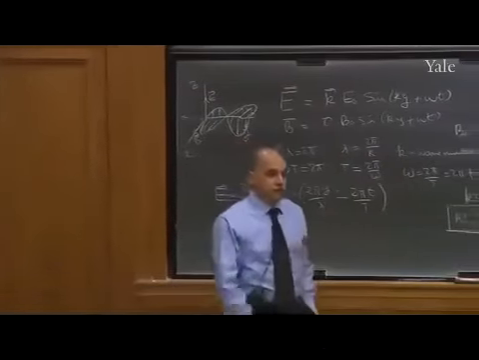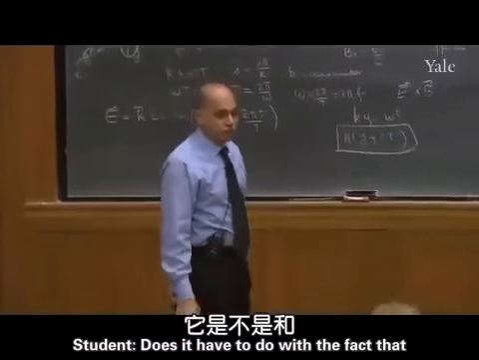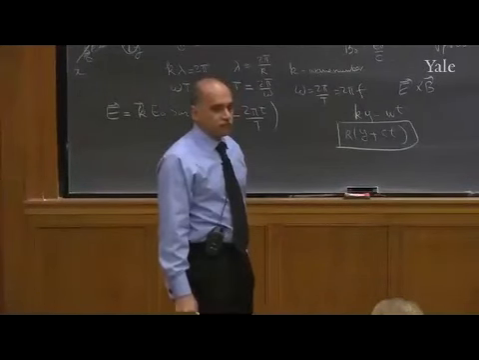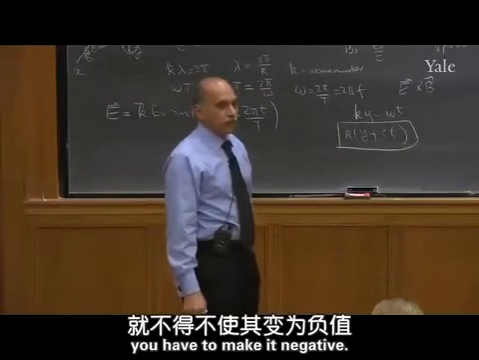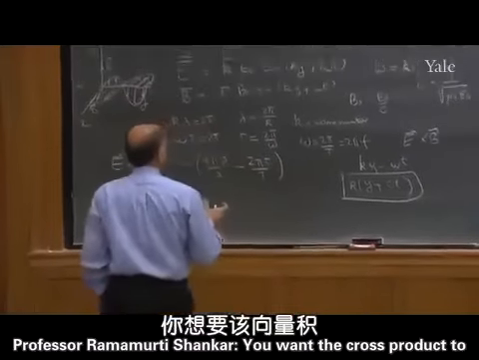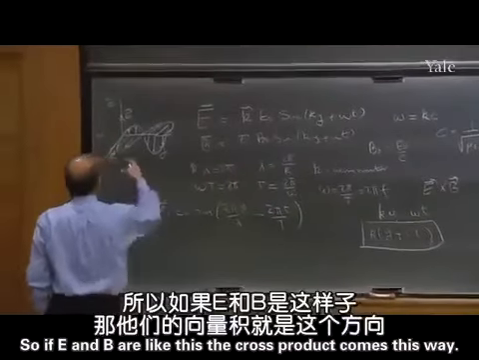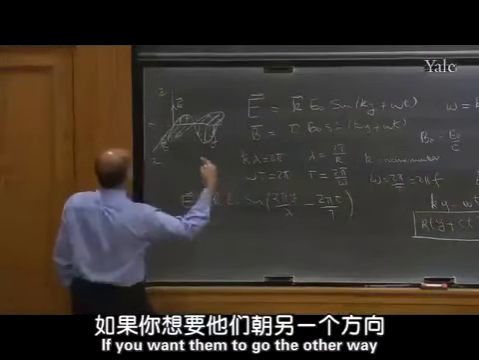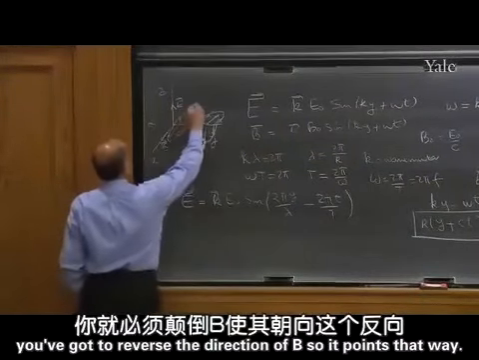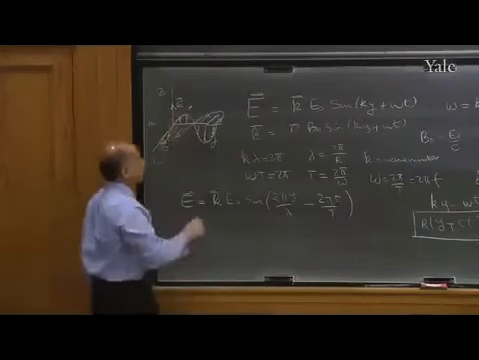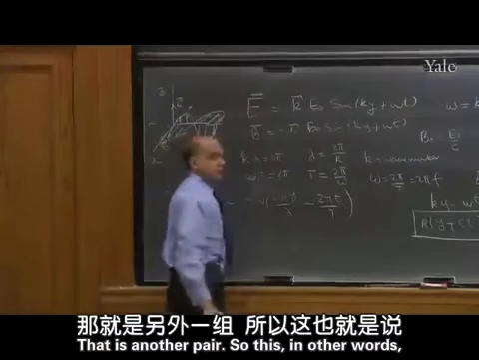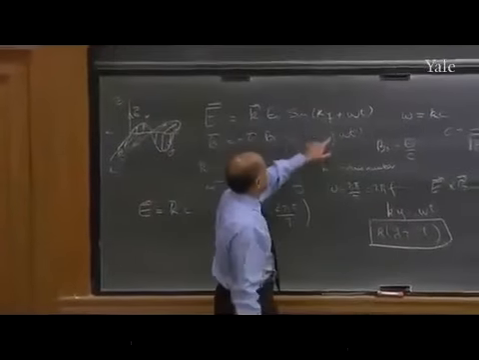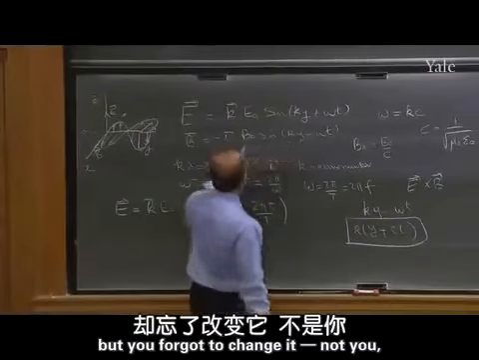Yes? You had an answer? Does that have to do with the cross product? Yeah. So what about the cross product? To make an inverse cross product, you have to make it negative. You want the cross product to dictate the direction of motion. So if E and B are like this, the cross product comes this way. If you want them to go the other way, you've got to reverse the direction of B so it points that way. That is another pair.